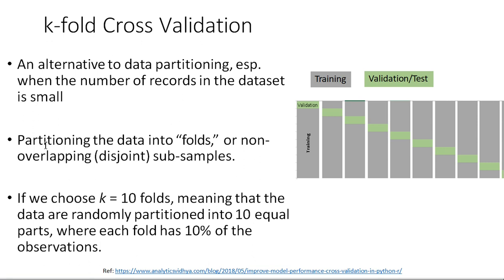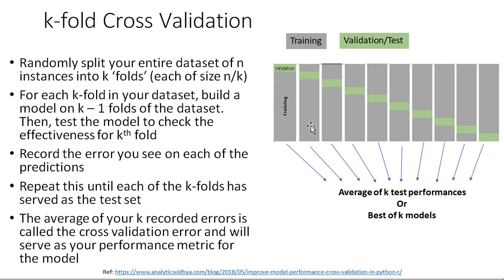Here we partition the data into folds, or non-overlapping subsamples. So here we have the data, and we divide it into folds. If we choose k equals 10 folds, it means the data are randomly partitioned into 10 equal parts, where each fold has 10% of the observations. This is good, right? In the end we take the average of the k test performances or the best of the k models.